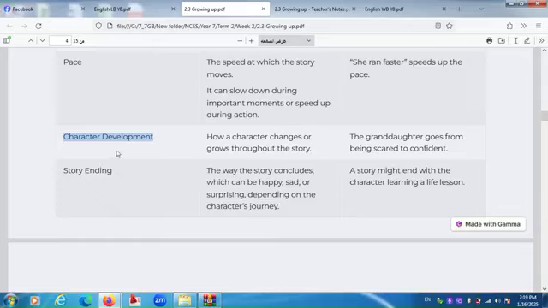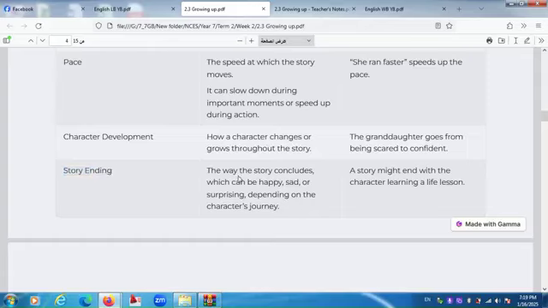This granddaughter is becoming older, bolder, braver, and that shows character development or a change in the traits. So how a character changes or grows throughout the story. The granddaughter goes from being scared to confident.